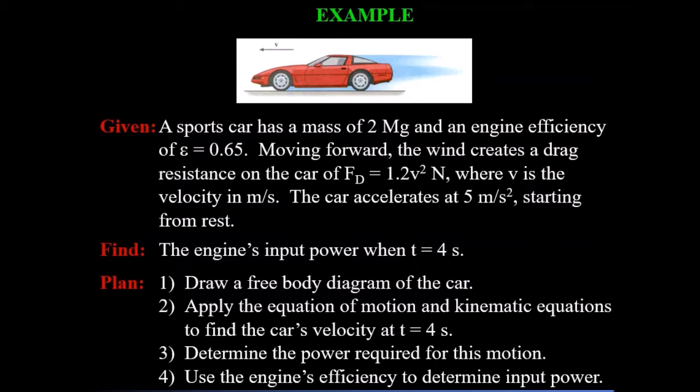So our plan of attack for this problem, 4 different steps here. First, we're going to start off the same way as before and draw a free body diagram of the car. Next, we'll apply the equation of motion and the kinematic equations in order to determine the car's velocity at a time of 4 seconds. Third, we'll determine the power required for this motion. And fourth, we'll use the engine efficiency to determine the input power.